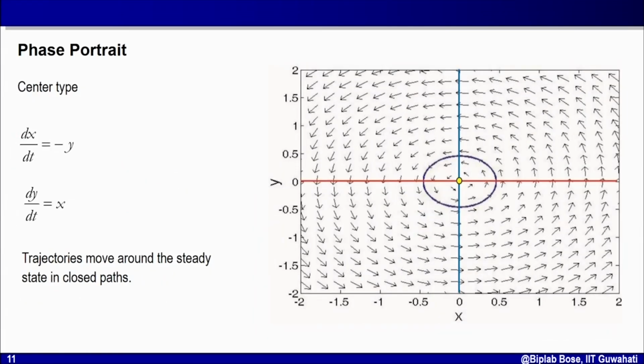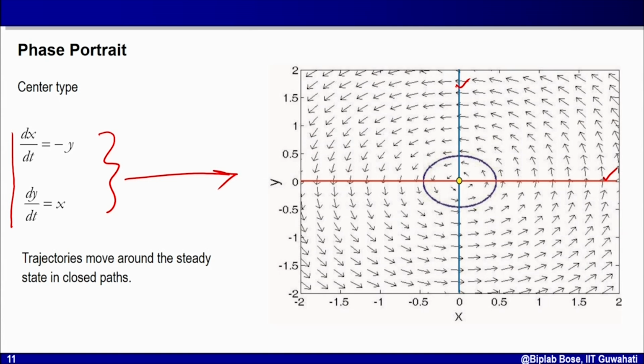Let us look into the center type or the closed path type that we have faced earlier in the case of the predator-prey model. Here I have taken a system of ODEs, a simple one: dx/dt equal to minus y and dy/dt equal to x. This system of ODEs gives rise to this phase portrait. Again, these colored lines are the null lines and the arrows represent dy/dx.